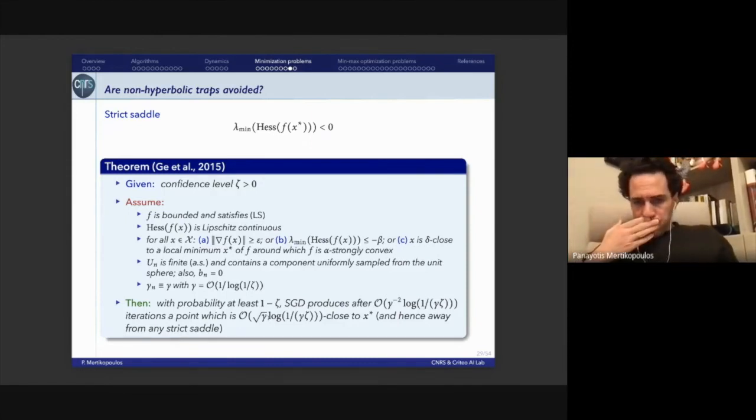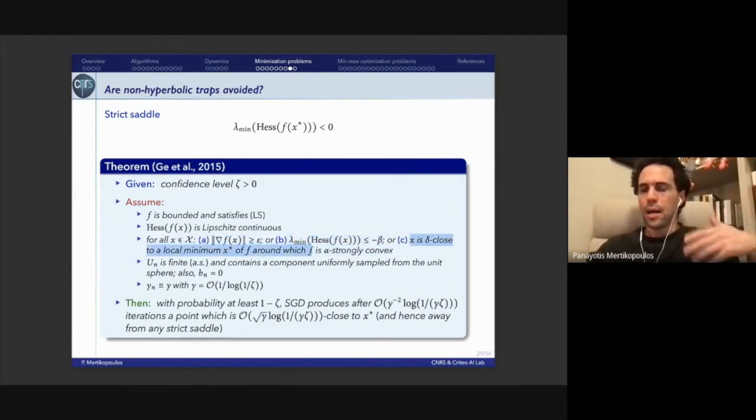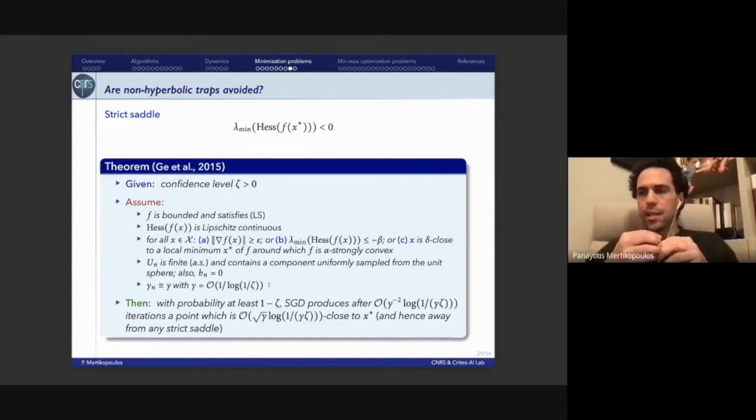Which, well, I don't have the time to go into a lot of details, but it tells you that if you have a sort of trichotomy in the structure of your function, so you either have points with a big gradient, or points with a negative minimum eigenvalue, or you are close to some strong local minimum of the function, then modulo some technical assumption, you are guaranteed that after that, with some probability, you will end up generating an iterate which is far from any strict saddle point of the function.